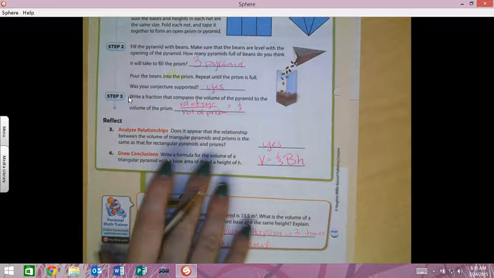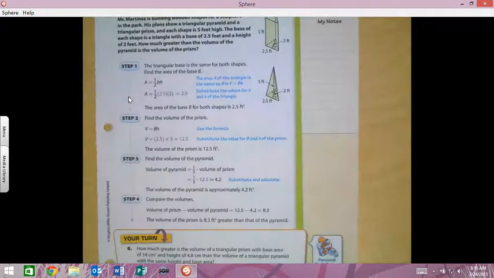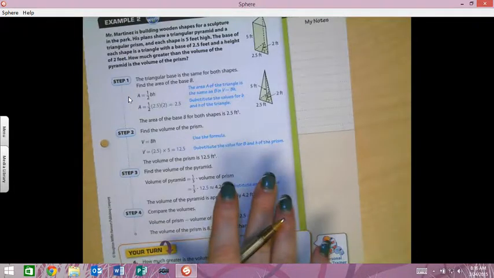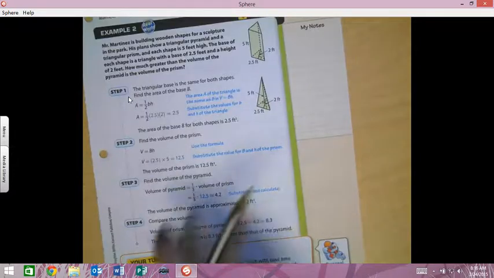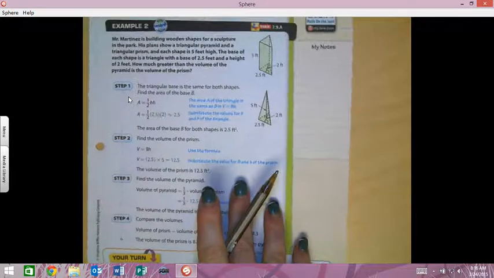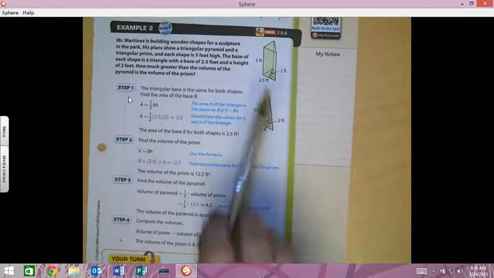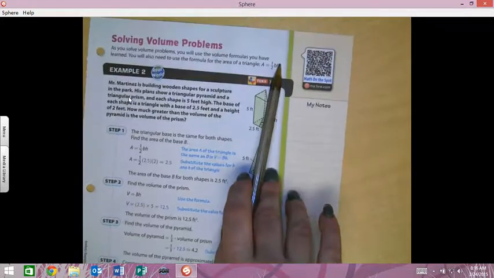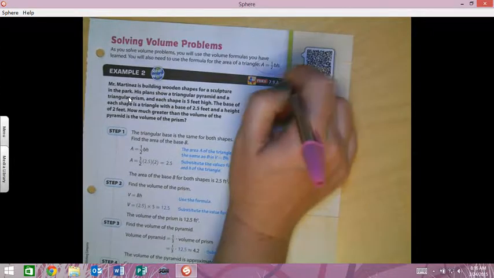Okay, we've got one more page before you have your guided practice, so we're going to do one more example together. It says, solving volume problems. As you solve volume problems, you will use volume formulas you have learned. You will also need to use the formula for the area of a triangle, which is area equals 1/2 base times height. You should be pretty familiar with this one already. We've used it quite a bit recently.